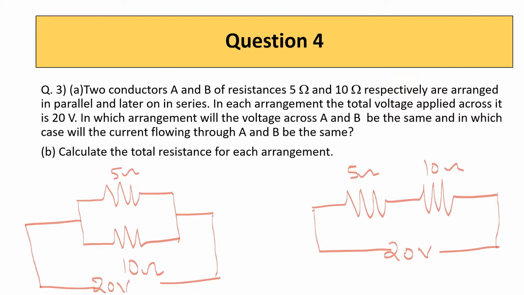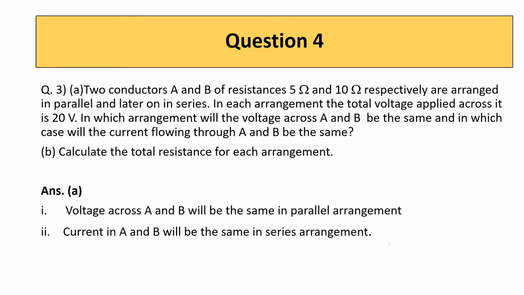In which arrangement will the voltage across A and B be the same? This 20 volt will be the same here. This 20 volt will be the voltage across each resistance in parallel connection. And in series connection, the current will be the same through each of the resistances, 5 ohms and 10 ohms. We have already learned all this. Voltage across A and B will be the same in parallel arrangement. Current in A and B will be the same in series arrangement.